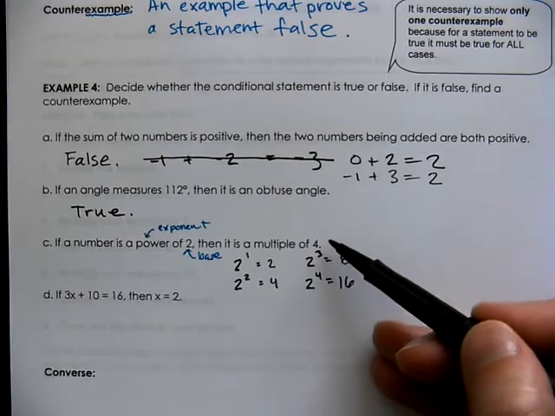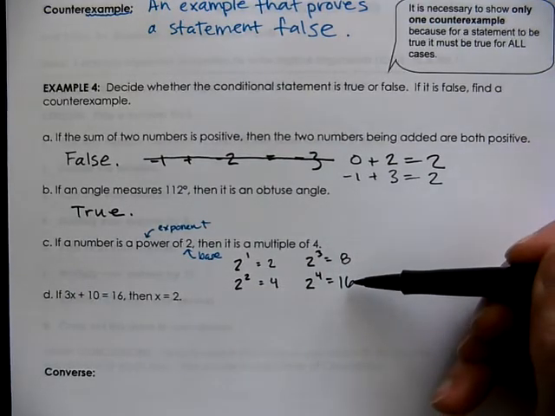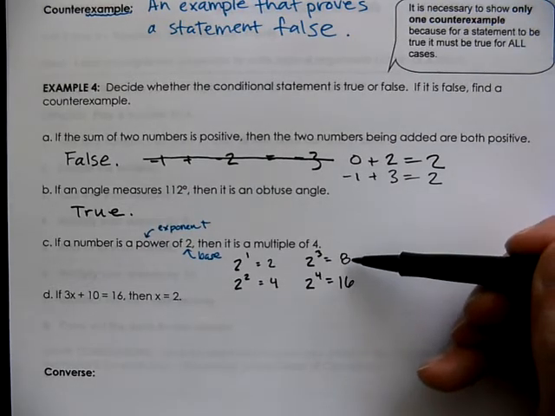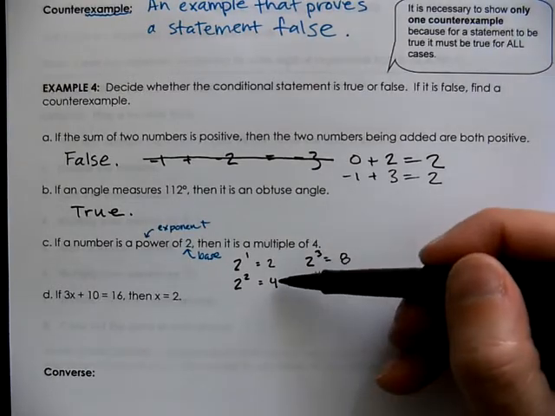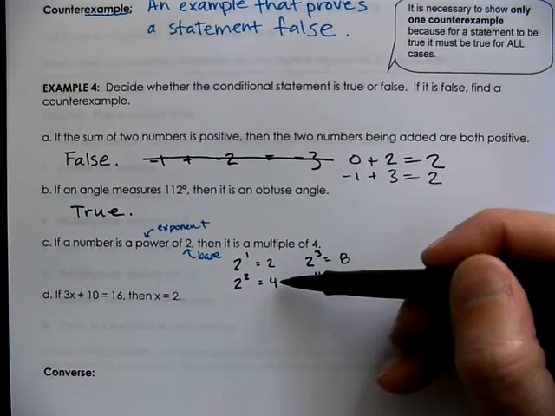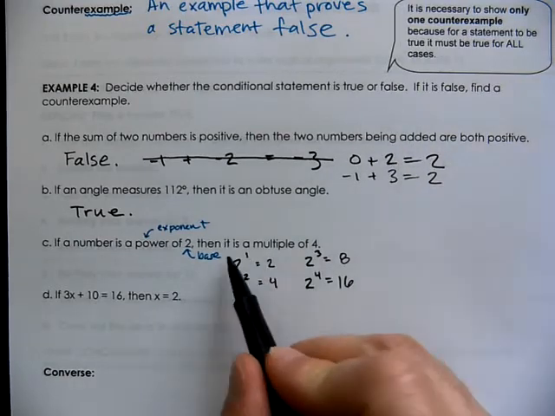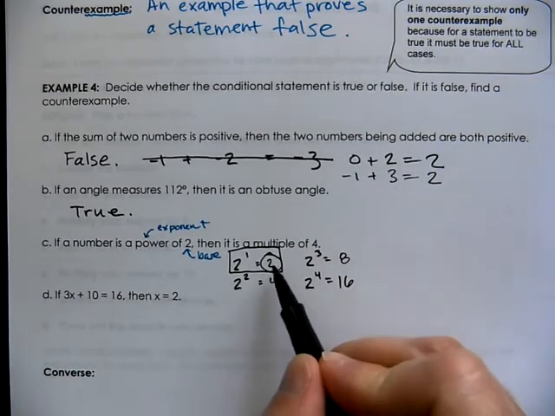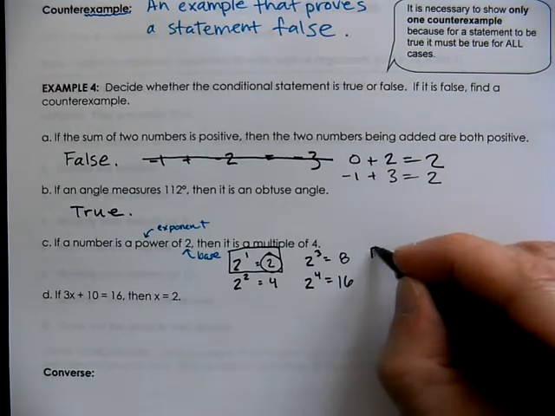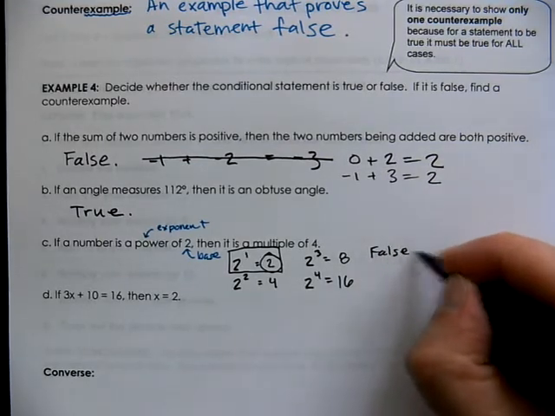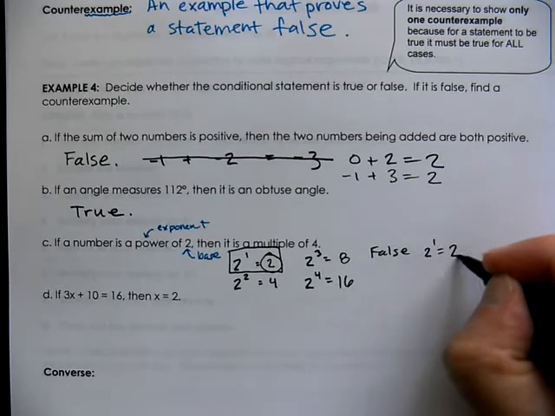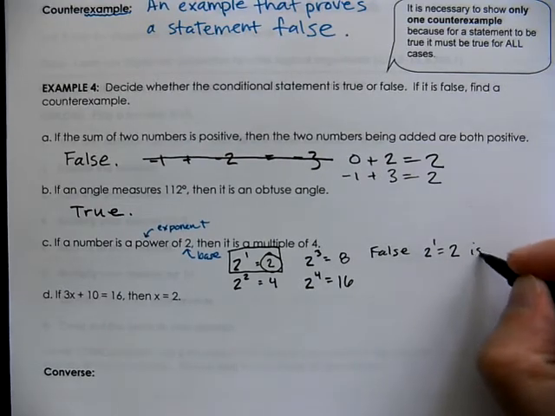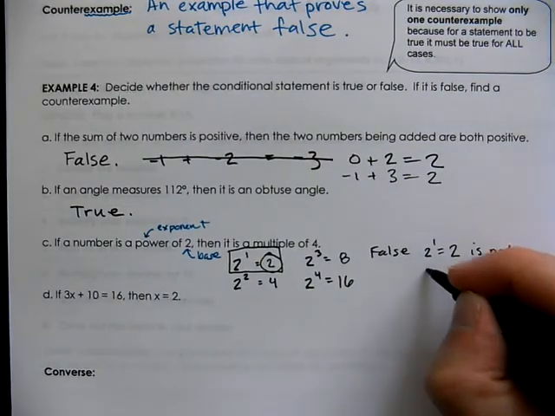Well, 16 is a multiple of 4 because you can go 4 times 4 is 16. 8 is a multiple of 4 because you can go 2 times 4 is 8. 4 is a multiple of 4 because you can go 1 times 4 is 4. But this is not a multiple of 4. That right there, that's my counterexample. So we would say false. 2 to the first power is 2, and 2 is not a multiple of 4.